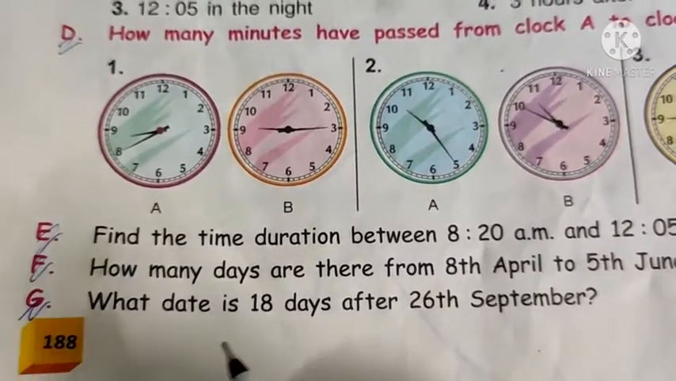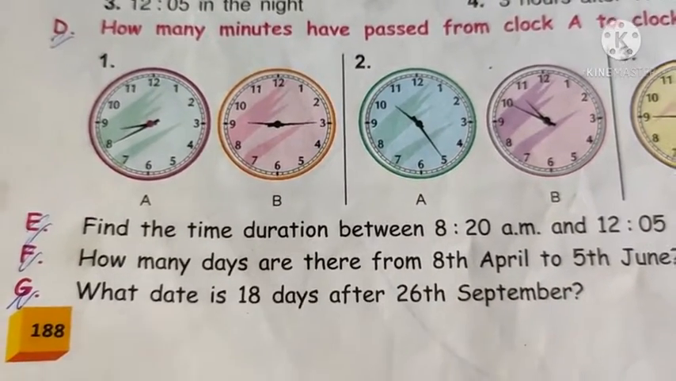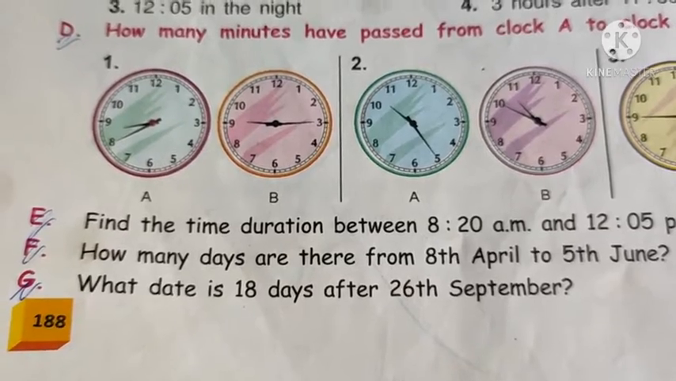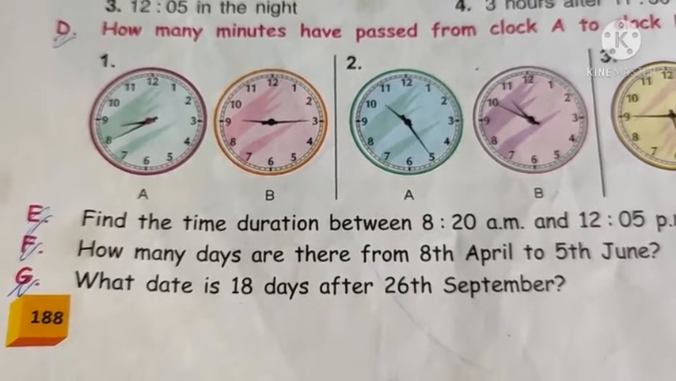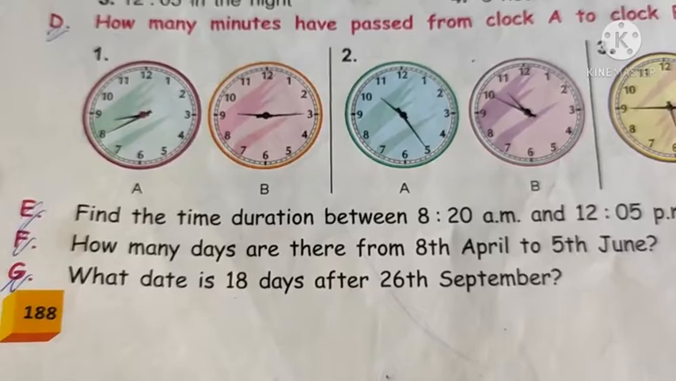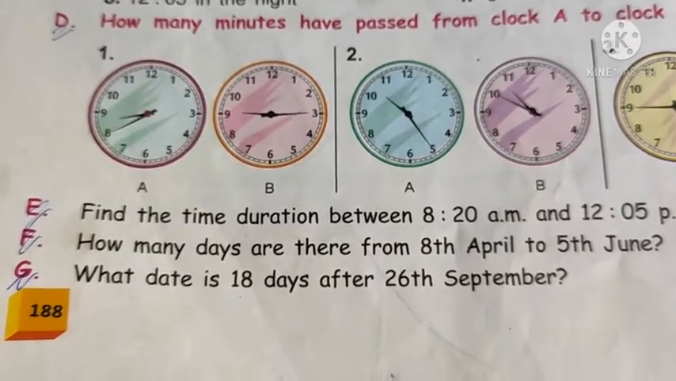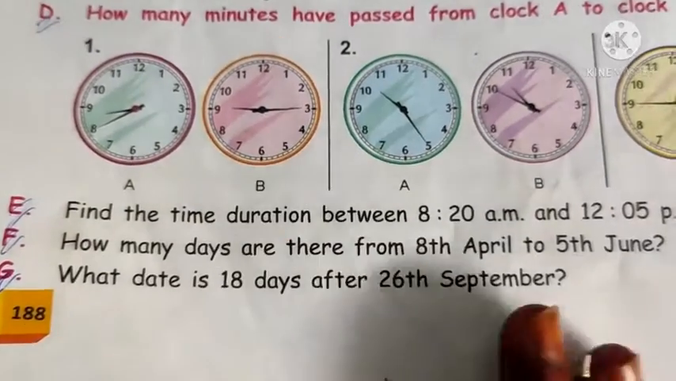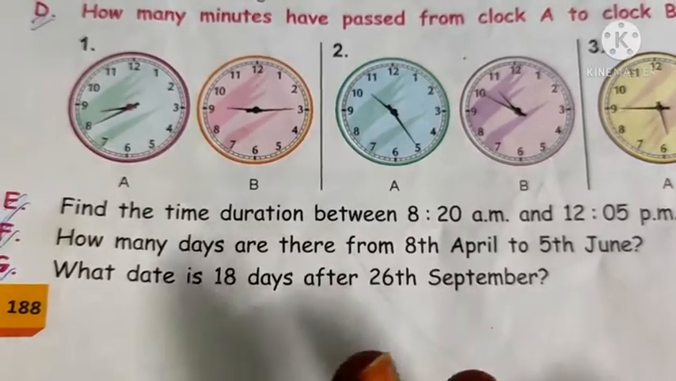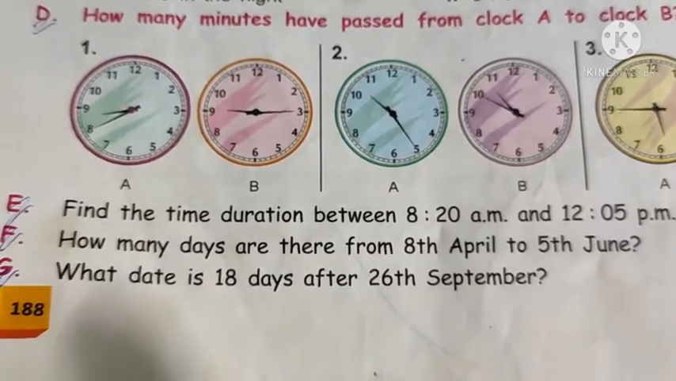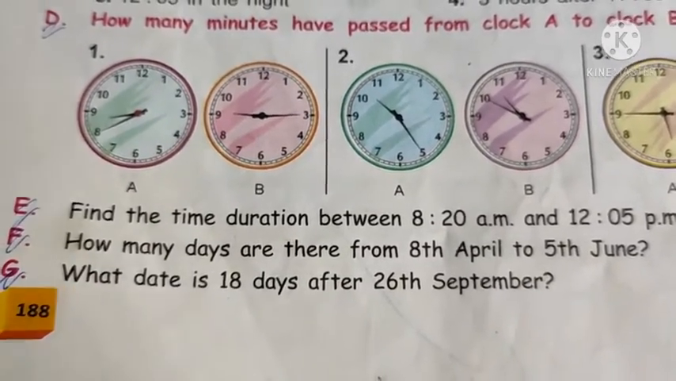Here, what date is 18 days after 26th September? 14th October is the date. 18 days after 26th September is 4 days of September and 14 days of October. So the date is 14th October.